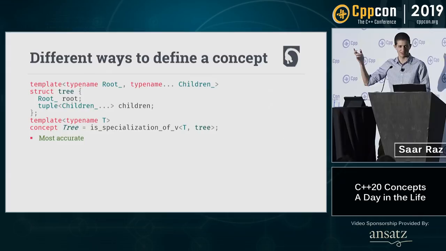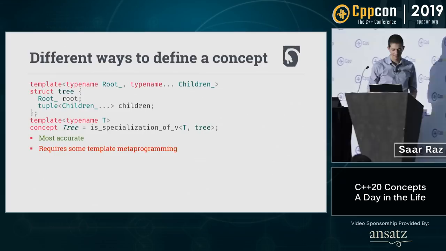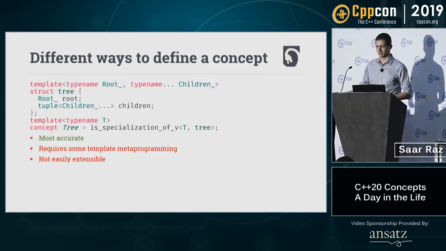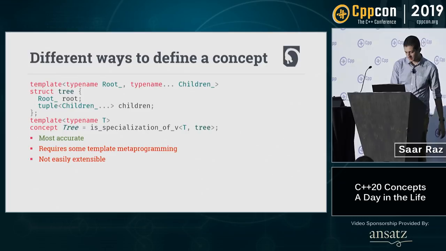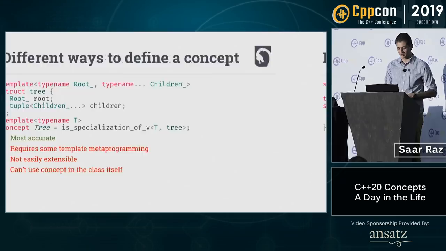But there are some downsides. For example, it requires some template metaprogramming to actually write down the is-specialization type trait, which is not standard. Let's say you don't care about this. It's just a little bit of template metaprogramming. But another problem is that this is not easily extensible. For example, if you want to write another tree template which satisfies tree, you cannot. And another thing that makes this irrelevant in our case is that you cannot use the concept in the class itself. So this is out of the question.